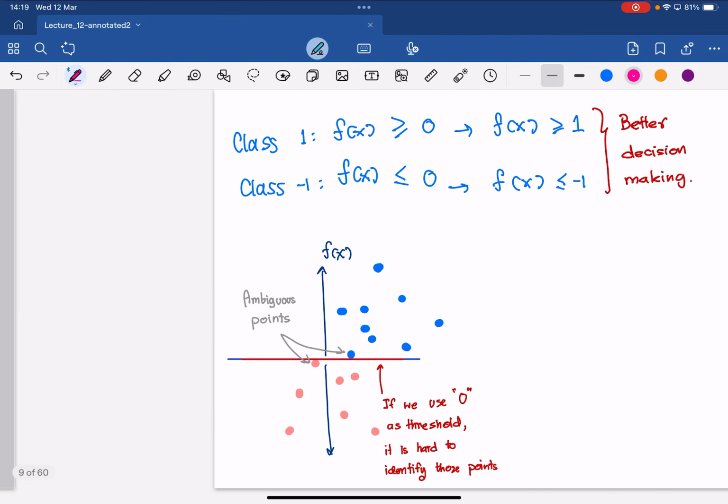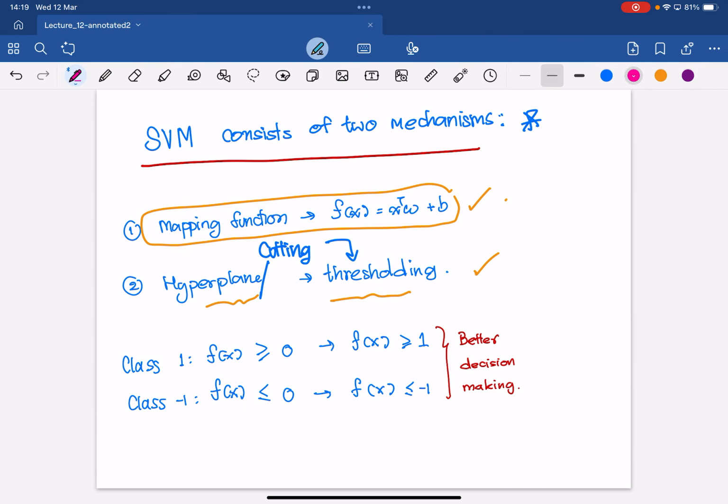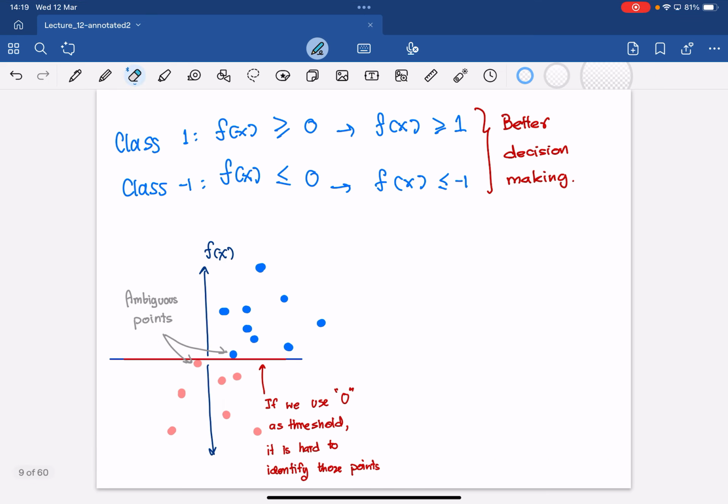Okay. But the thing is, even though we have this condition, there could still be a problem if we use just one set of thresholding. For example, if you have points that align like this, and suppose that this red line is the line that separates the points into two classes, the problem is that you will have a point that nearly touches that line.